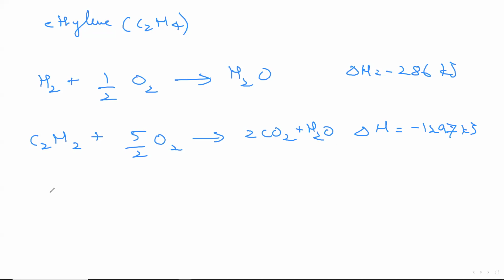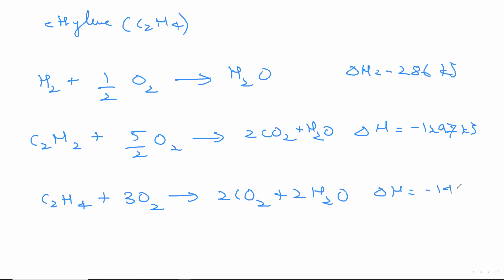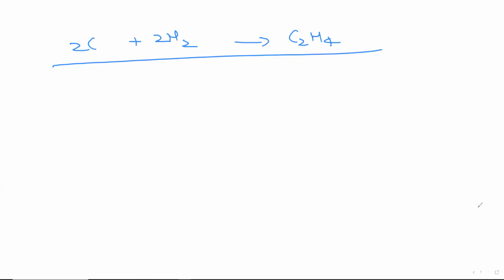Okay, next. C2H4 plus 3O2 gives me 2 CO2 plus 2 H2O. Delta H is equal to minus 1410. The reason I chose this question is because there are two organic compounds here. Whatever it is, we should get the answer. Oh, one second. This is wrong, because this equation is wrong.